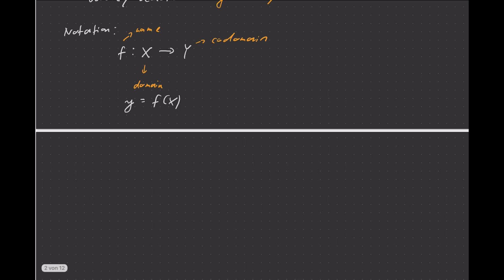Okay, this y equals f of x is sometimes also written as x maps to f of x. So that arrow would be pronounced as maps to. Meaning you assign to the input value x the output value f of x.